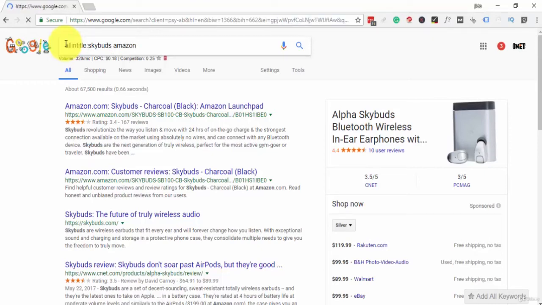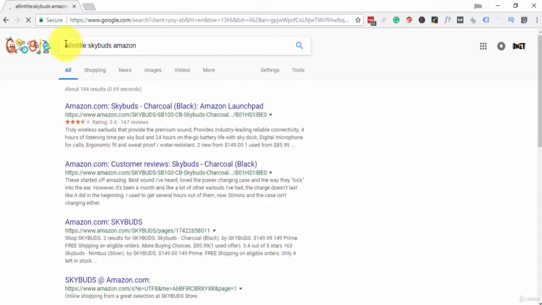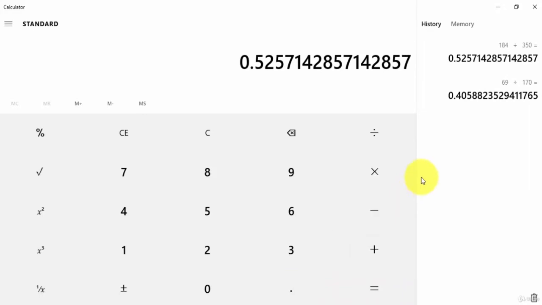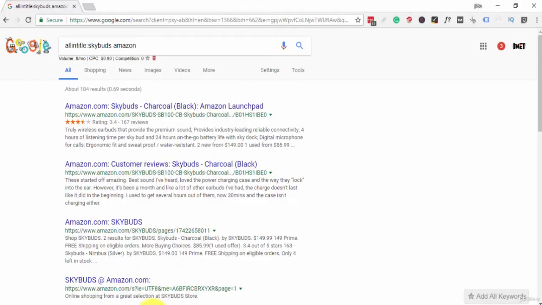We are looking for something that is somehow lower than this. Let's see, maybe 350. Let's see, maybe it's somehow okay. 184 divided by 350 equals 0.5. No, this is still too high. So let's keep searching.